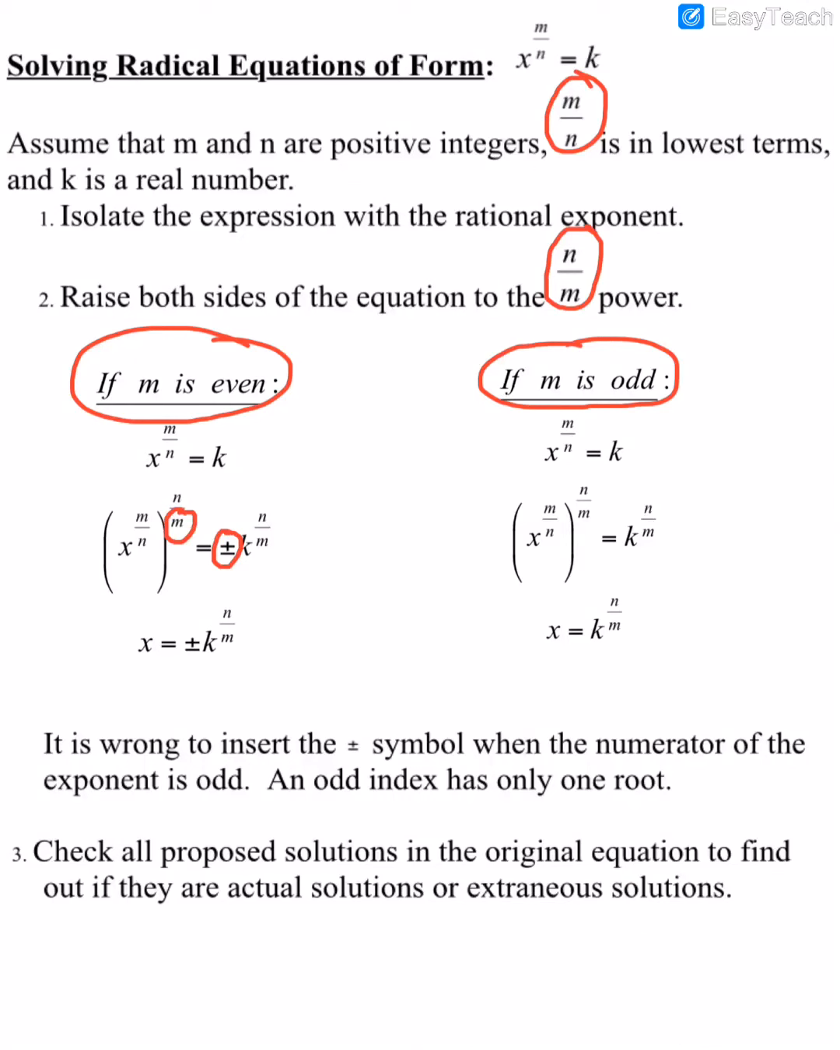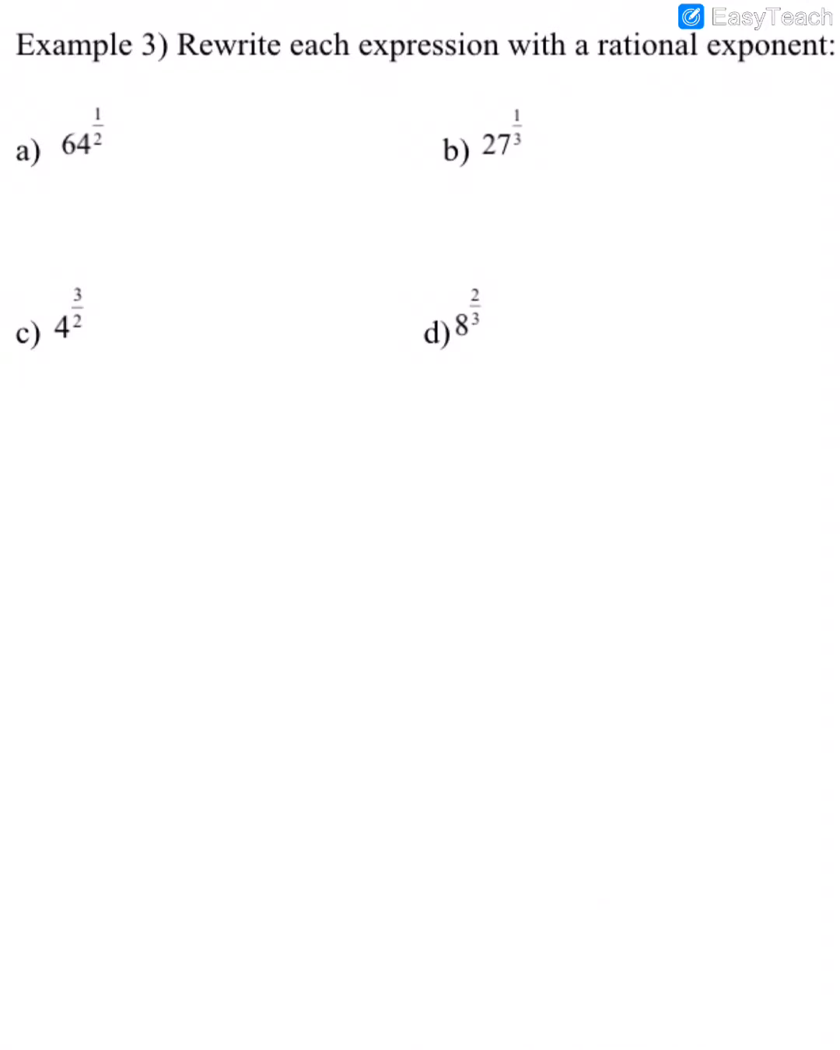Now, the reason for that is, remember, when we have a rational exponent, the bottom number is the root of our term. So if our root is even, if we have a square root or a fourth root or a sixth root, we always put plus or minus in front. If it's an odd root, if it's a cube root or a fifth root or so on, we do not put plus or minus in front. And then we can check our solutions to make sure that they're good, that we don't have any extraneous solutions.